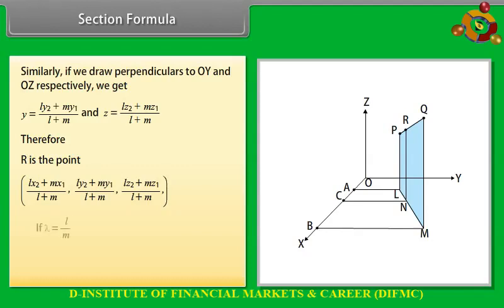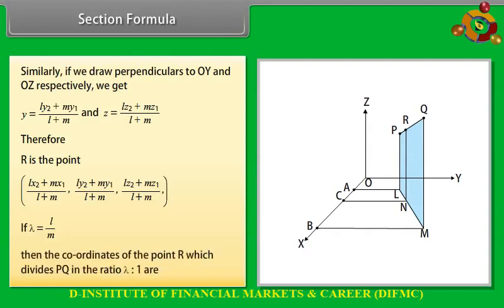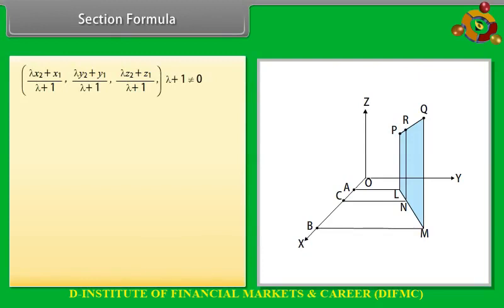If lambda is equal to l by m, then the coordinates of the point R which divides PQ in the ratio lambda is to 1 are (lambda x2 plus x1) divided by (lambda plus 1), (lambda y2 plus y1) divided by (lambda plus 1), (lambda z2 plus z1) divided by (lambda plus 1), lambda plus 1 not equal to 0.